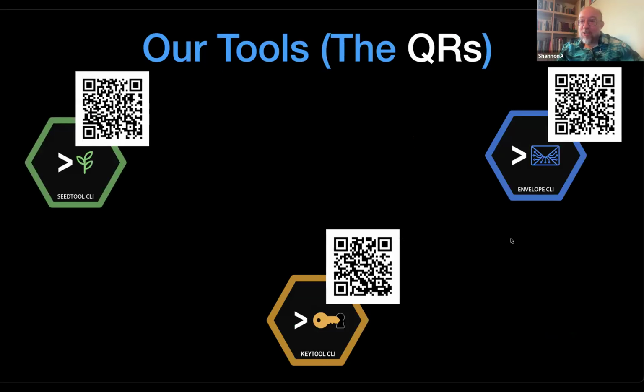Okay, so I just wanted to show a couple more QRs. These ones lead to the tools. So if you want to go grab Seed Tool CLI, Key Tool CLI, and Envelope CLI, you can just click these QRs and they will open, I think our repo pages is how I set them to. JQ is the other tool that I did not link on here because it's available from jqlang.org. And it's also easy to install, say, on Debian. It's a package that you can install. But these are all of our tools.